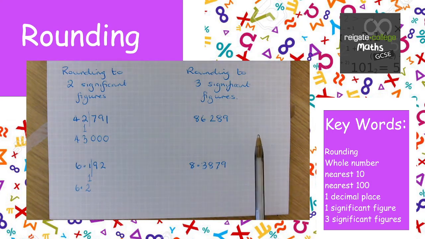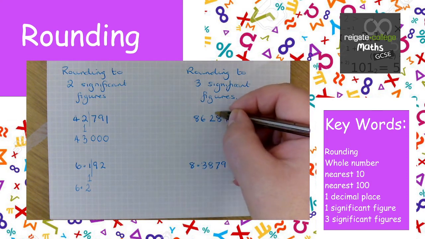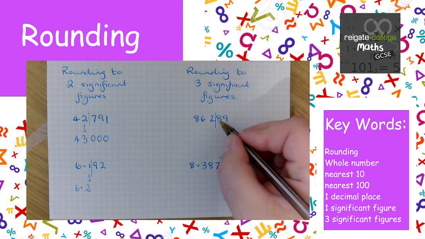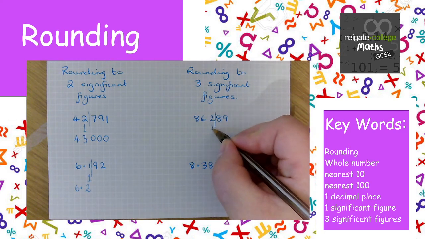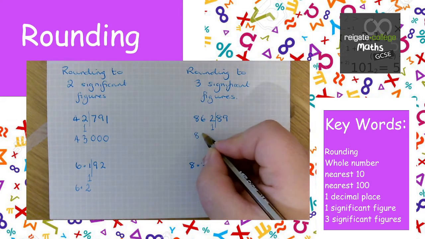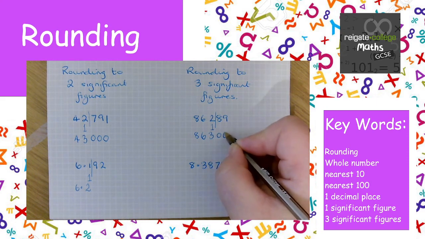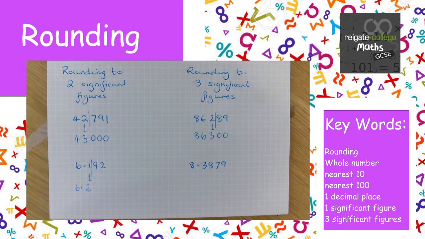Now my 3 significant figure examples mean the point of rounding is one further number in from the front. 1, 2, 3. I'm going to round my number here. The 8 means I'm now adding to this third column. My number rounds to 8, 6, 3, and the rest returns to 0. 86,300.